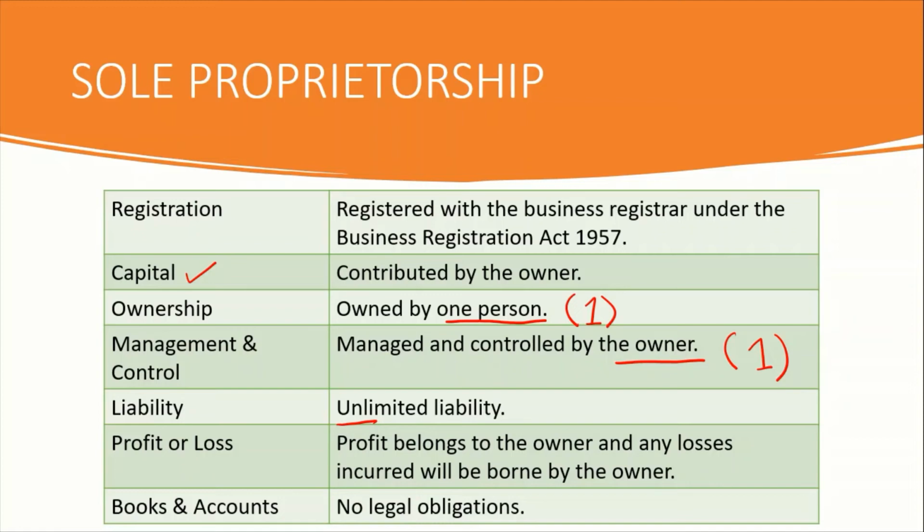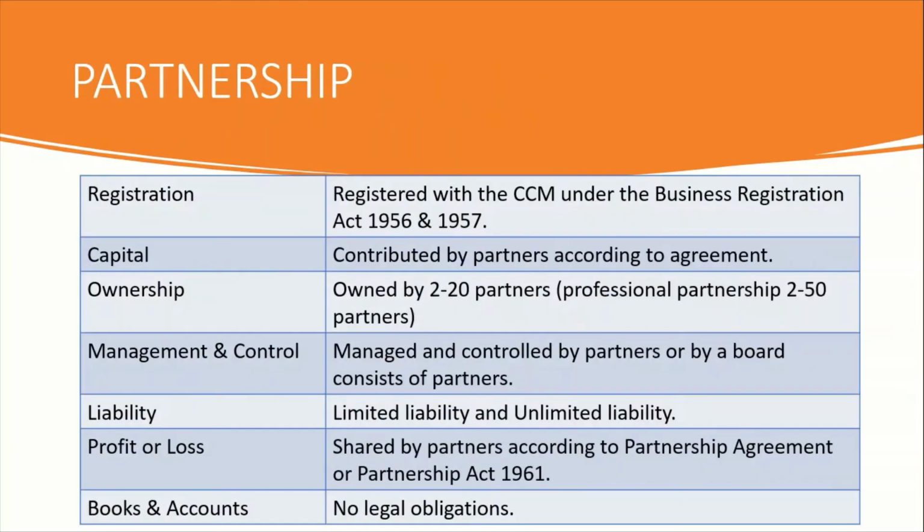So books and account, no legal obligation. Because this is one person owned, it's your personal business. The government has put no legal obligation for you to make a financial report. So you can have all the financial report for your own use without any outsider looking at it because it's your own business. Okay. So next we'll go into partnership.